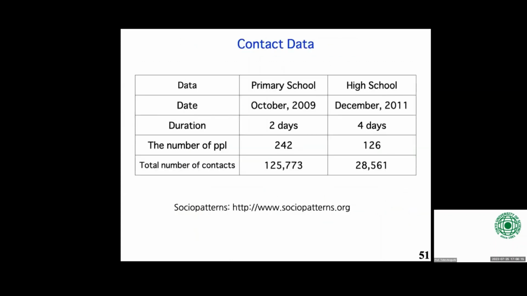As I have already explained, we use the data from the SocioPatterns website. And from the 15 datasets, today we only show two cases. The first one is the contact data of a primary school, and the second one is the contact data of a high school.